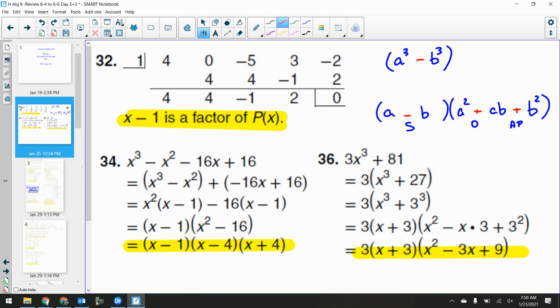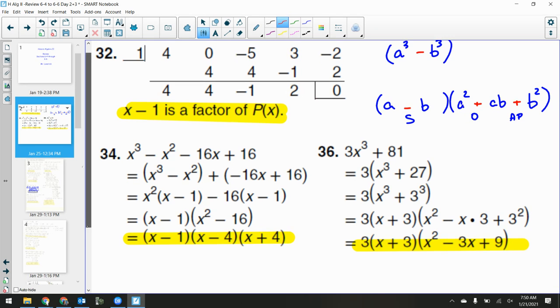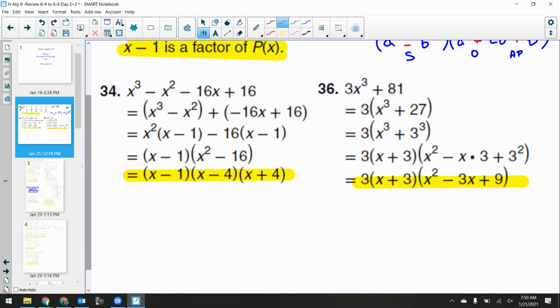So, for this problem, we got x to the third plus 27. Those are both perfect cubes because that's x and 3 as the cube roots. So we've got x and 3 squared. X squared product is 3x. Squared is 9. Same, plus, opposite, minus, always positive. Questions about that?